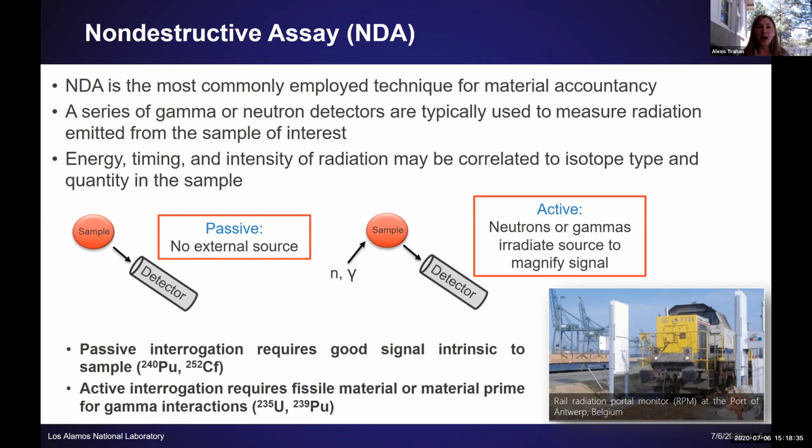So for example, plutonium is a strong passive neutron emitter. It emits plenty of neutrons all on its own because it tends to have a strong spontaneous fission isotope, which is plutonium-240.